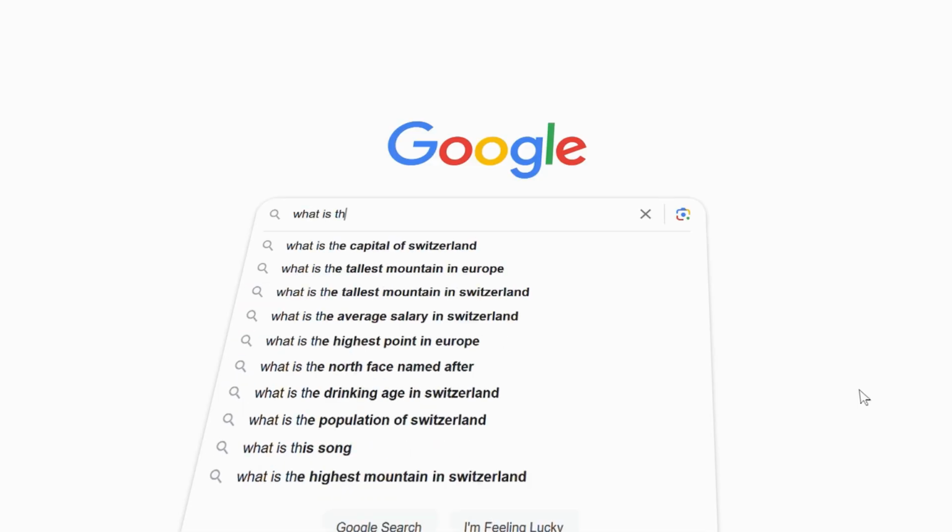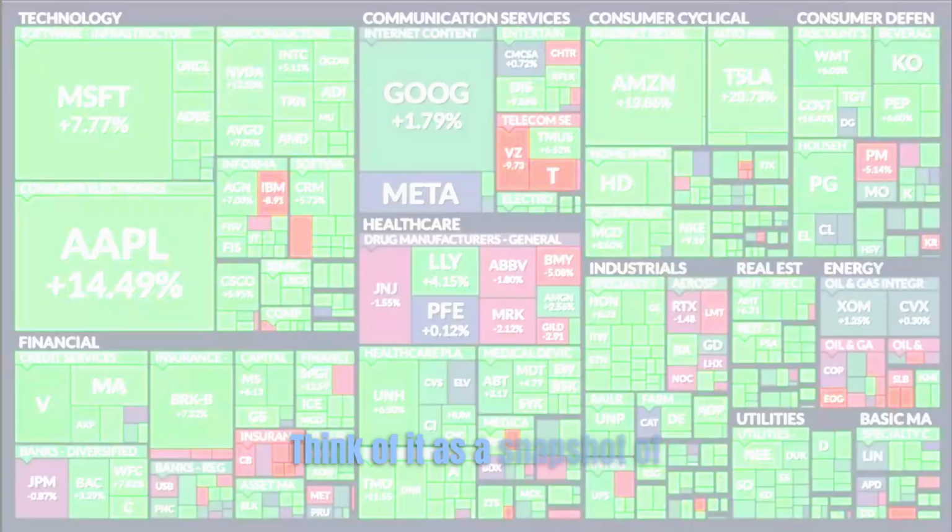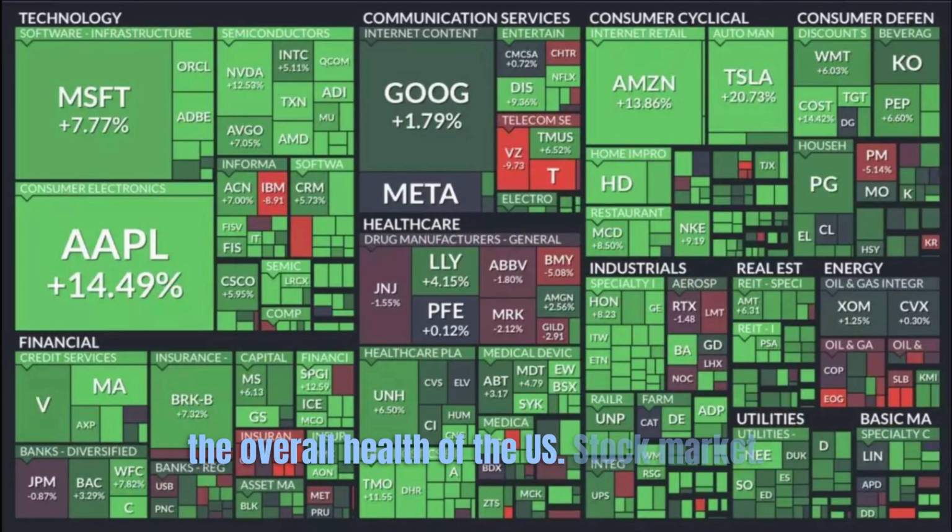But what exactly is the S&P 500? It's an index that represents the 500 largest companies listed on stock exchanges in the US. Think of it as a snapshot of the overall health of the US stock market.